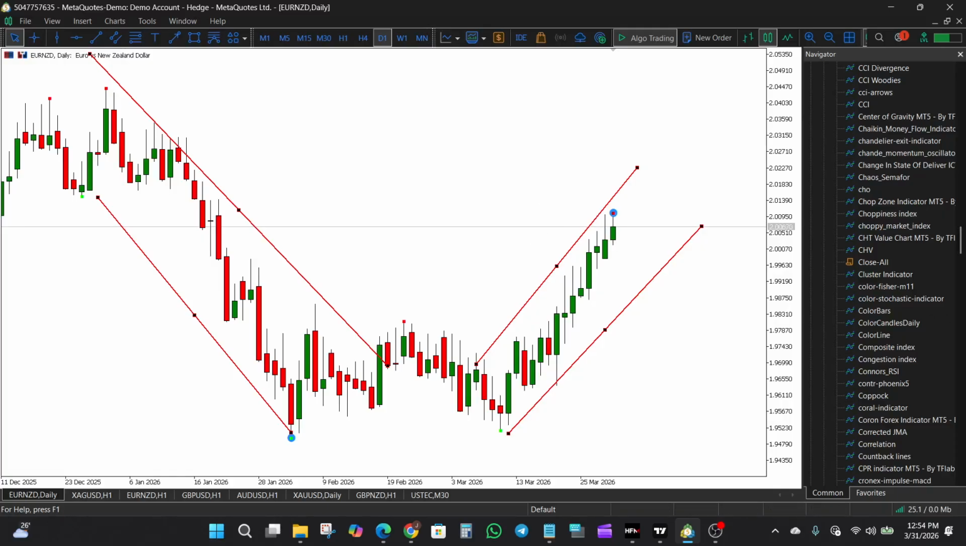Remember that no indicator is foolproof. This indicator does not guarantee profit. There could be chances of false signals being generated, so just keep that in mind as well.